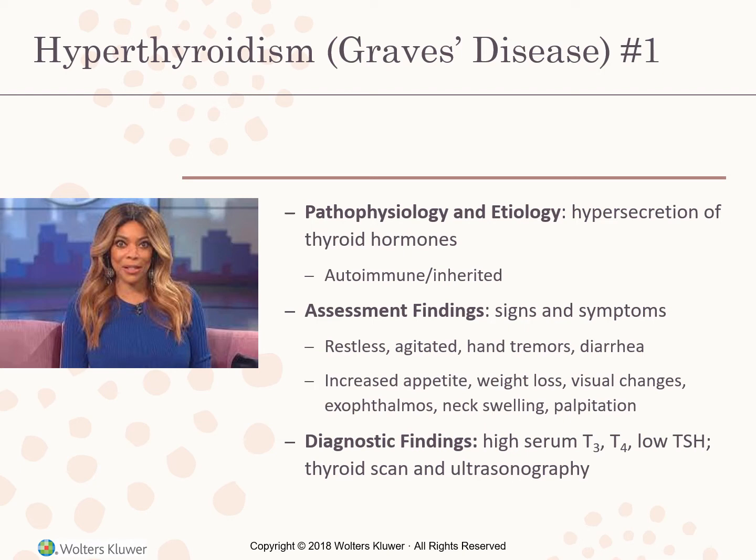Hyperthyroidism is also called Graves' disease, thyrotoxicosis, or exophthalmic goiter. So there's no single etiology for hyperthyroidism. Researchers have suggested that it may be autoimmune or inherited. Hypersecretion of thyroid hormones accompanies thyroid tumors, pituitary tumors, and hypothalamic malignancies.